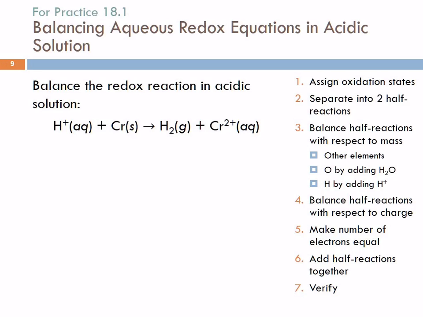So this one says balance the redox reaction in acidic solution. There's 2 types of solutions. There's acidic and there's basic. Generally, it will tell you. If it doesn't, I guess you would probably assume acidic. And we'll go over what the difference is with the basic in a minute. So let's do this one. First, we're going to start by assigning oxidation states.